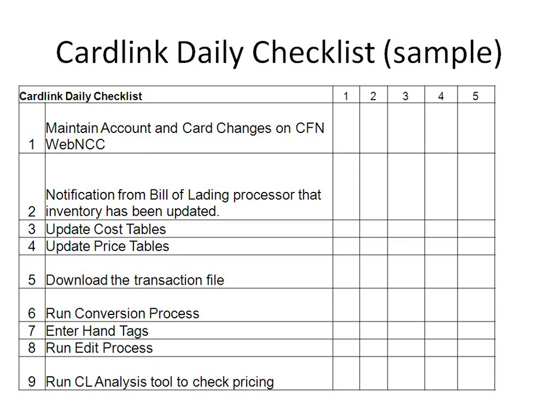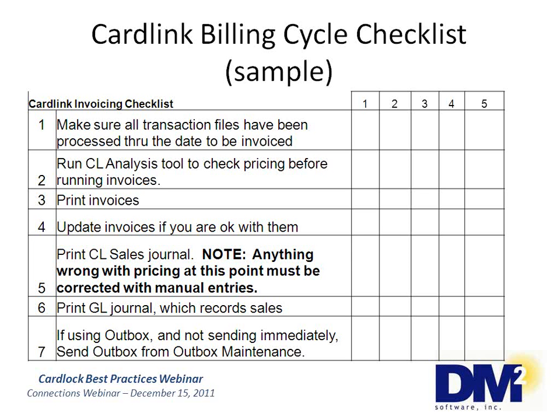The billing cycle checklist looks very much the same. You're not going to have a checklist for every day, but these were actually all part of a single checklist, and it had 31 columns off to the right. So on the days that they do billing, those are the days that they would mark off this billing cycle checklist. Obvious steps: make sure all the transaction files are in, run the Cardlock analysis tool, print your invoices, update the invoices, print the sales journal.